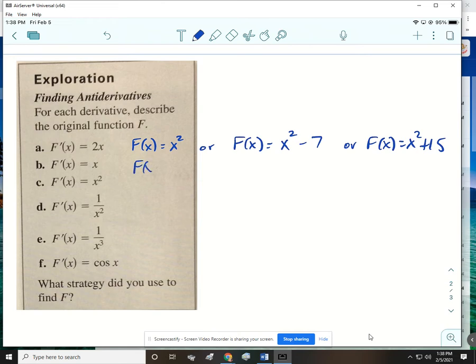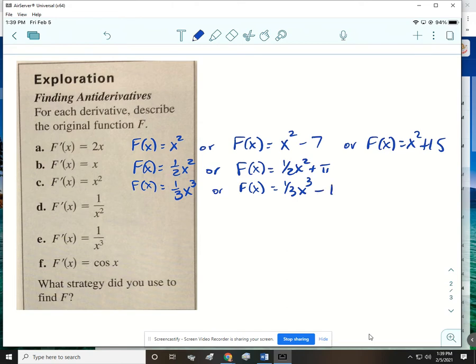And then same thing for a function that would have a derivative of x. You could have just said 1/2 x squared, or you could have said 1/2 x squared plus pi. There's an infinite number of functions we could create, right? And then to get a derivative of x squared, you might have just said 1/3 x cubed, or you could have 1/3 x cubed minus 100.